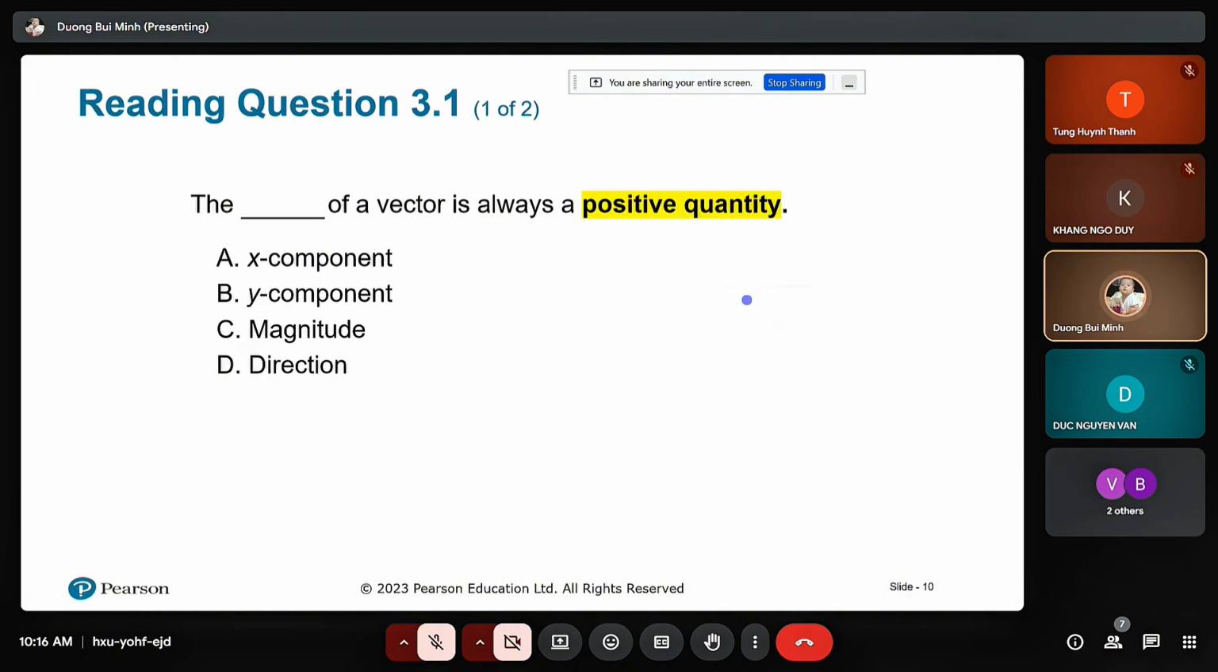Okay, now fill in the gap, right? The magnitude of a vector is always a positive quantity. So we have amplitude, right? And we have magnitude, right? For amplitude, we have positive and negative. Like current, we have a current I = I sin omega t. So this one is amplitude. Okay, for example, here you get phi sin omega t. So here you can get amplitude, right?